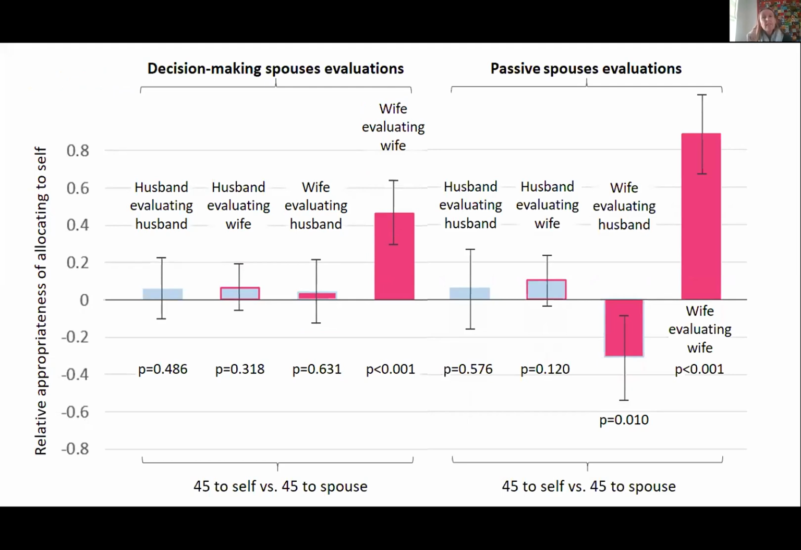Particularly the passive wives are even more opinionated that husbands should be handing the money over to their wives and wives should be keeping the money for themselves. Okay, we actually expected the opposite, a type of self-serving bias on the part of decision-making spouses. But that's not the case. It was the passive ones who expressed far stronger opinions. And we just need to bear this in mind when we move on with the analysis.